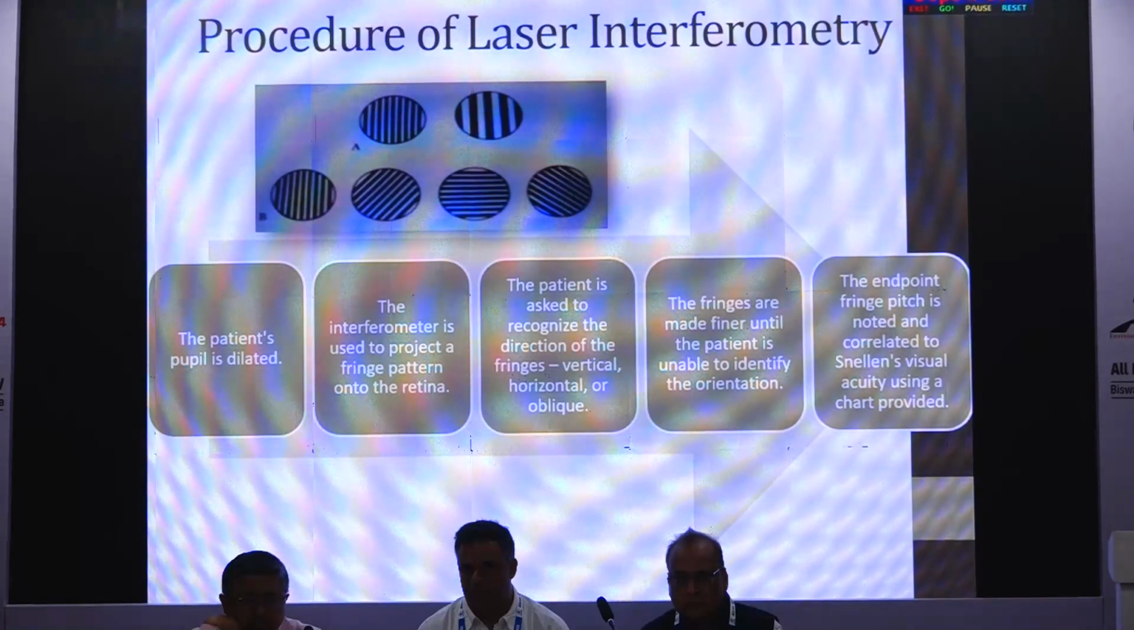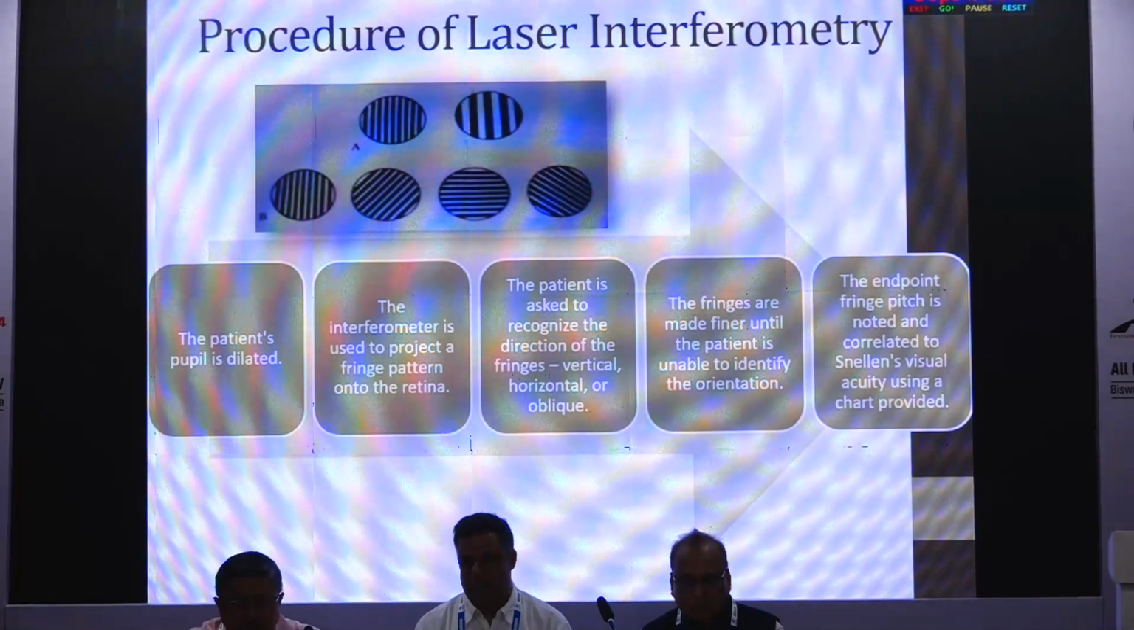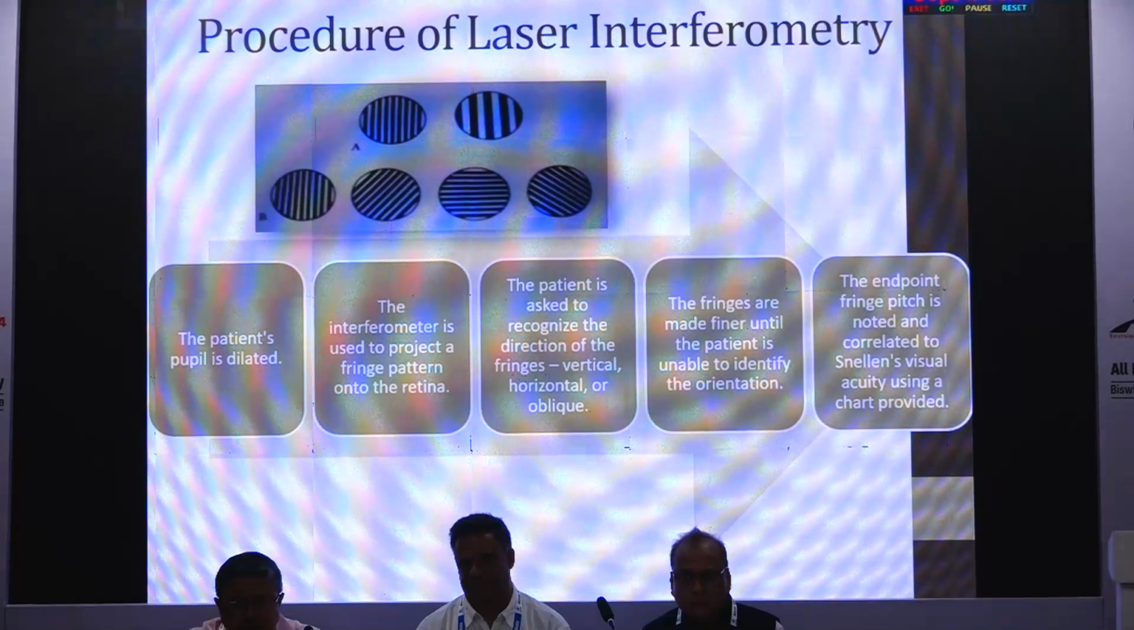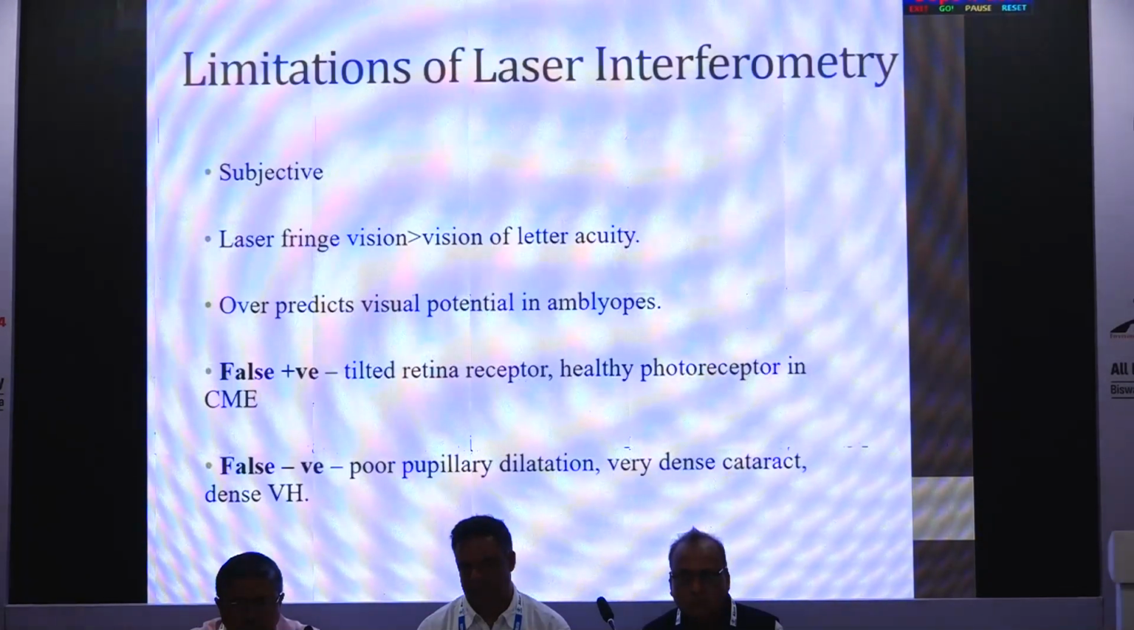Here the patient's pupil is dilated. The interferometer is used to project a fringe pattern onto the retina. The patient is asked to recognize the direction of the fringes, vertical, horizontal, or oblique, and the fringes are made finer until the patient is unable to identify the orientation. The endpoint fringe pitch is noted and correlated to Snellen's visual acuity using a chart provided.